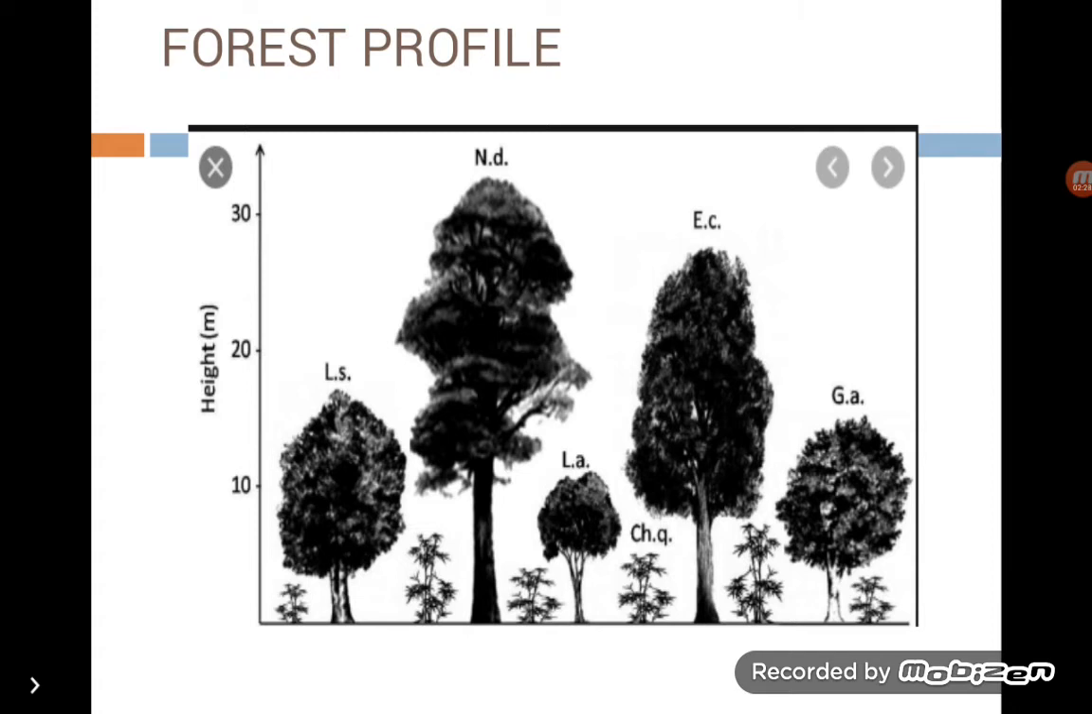Next is understory. It is the region between the canopy and the forest floor. It measures about 20 meters from the ground. As the canopy blocks the sunlight, the region has large-leaved plants and small trees that can survive with less sunlight.